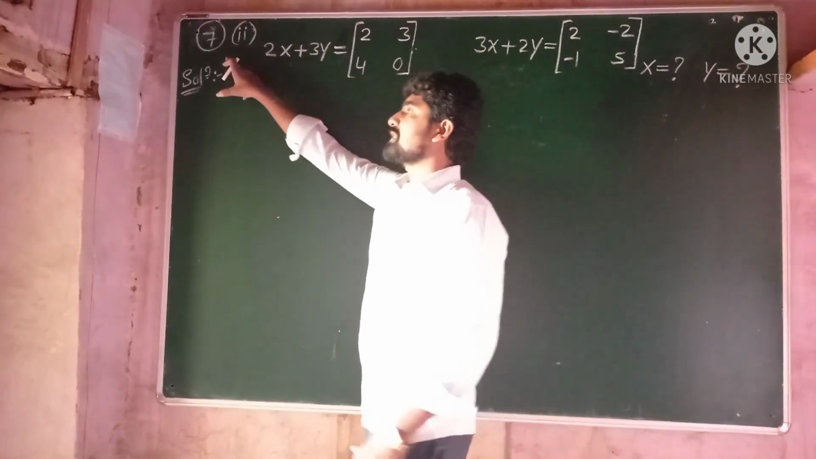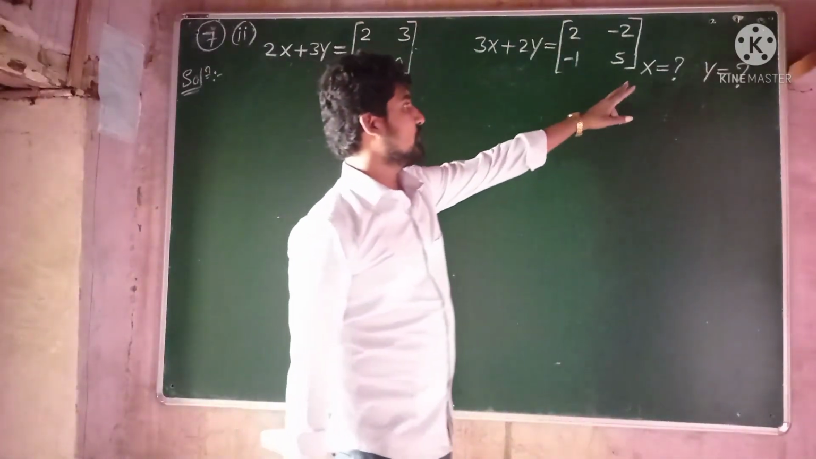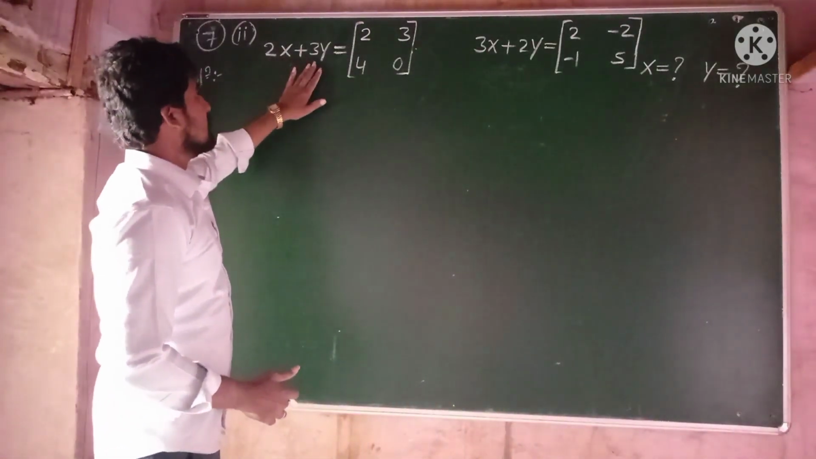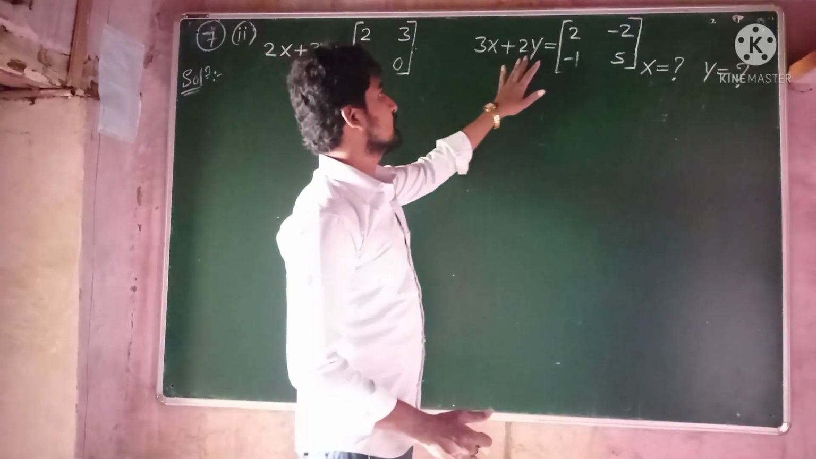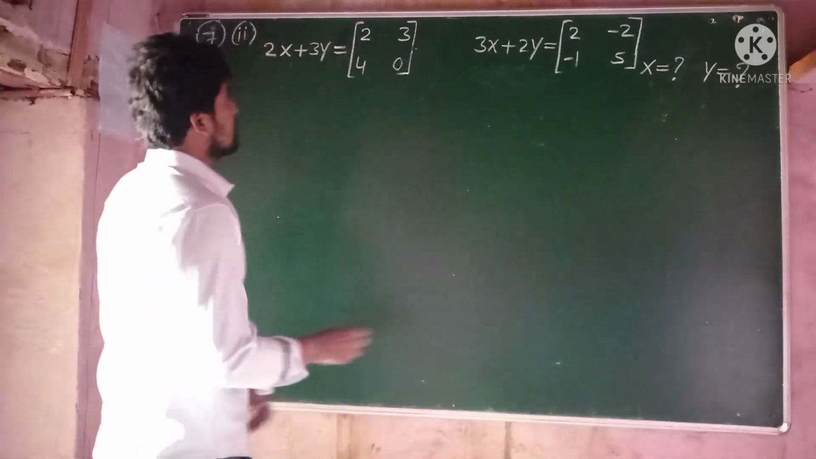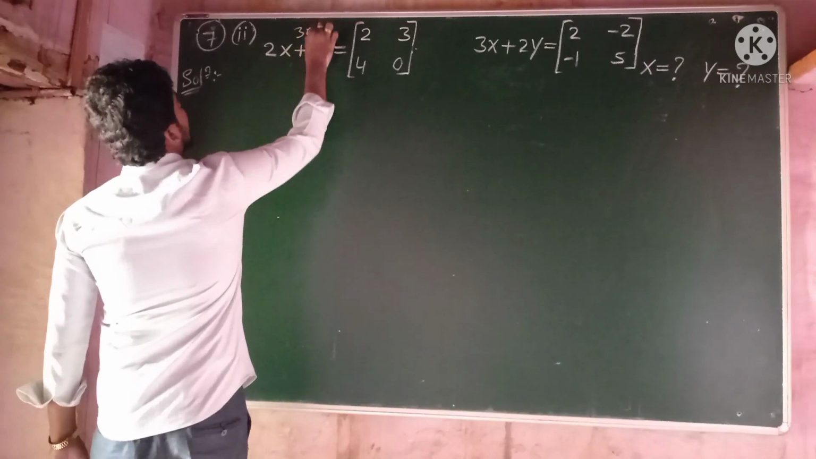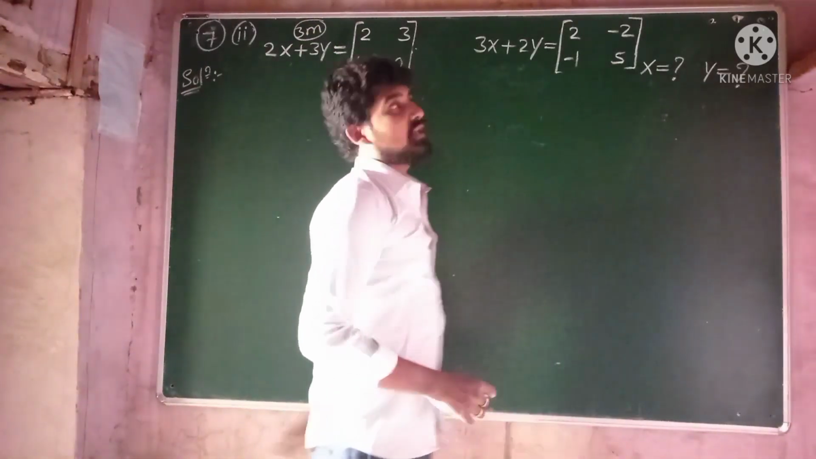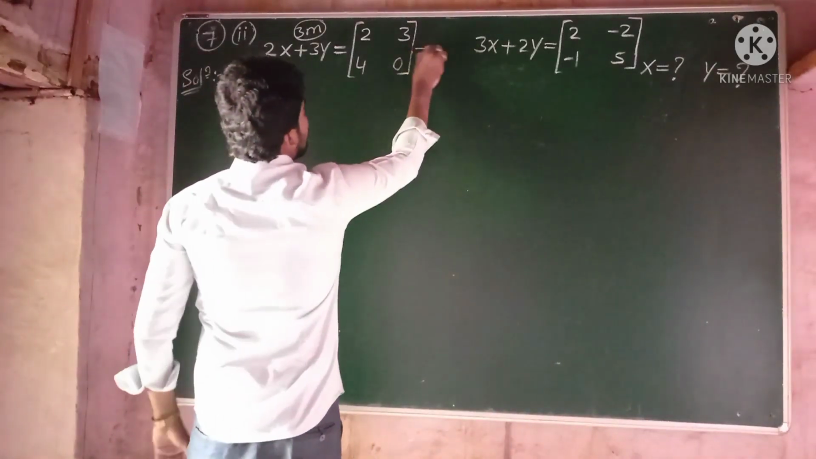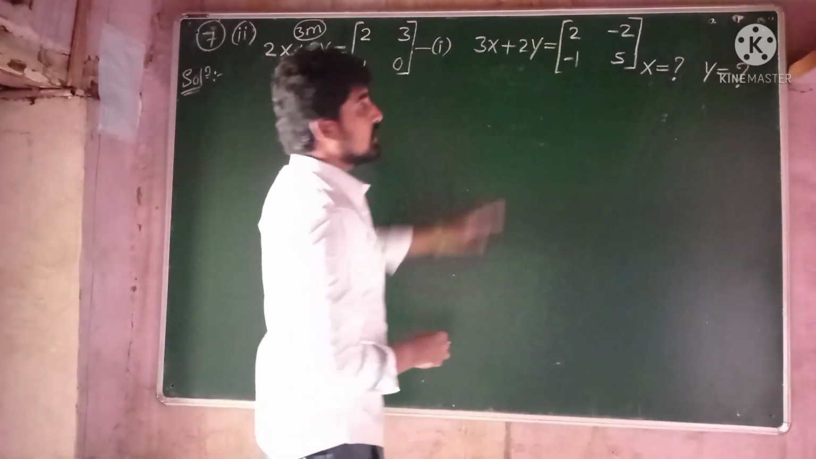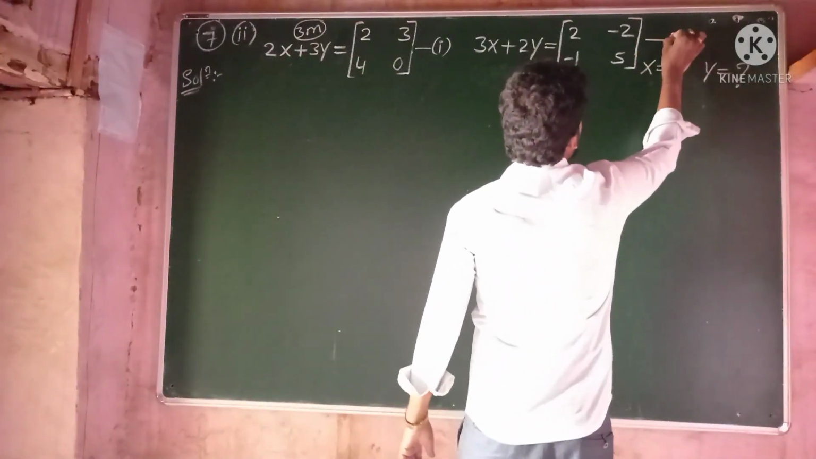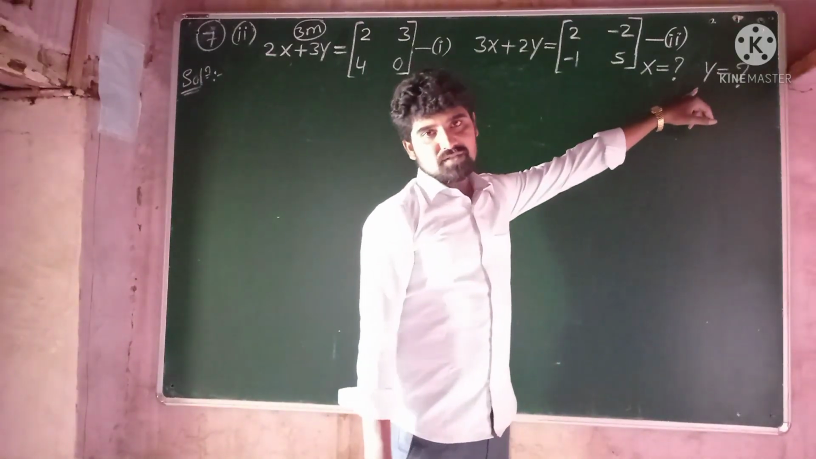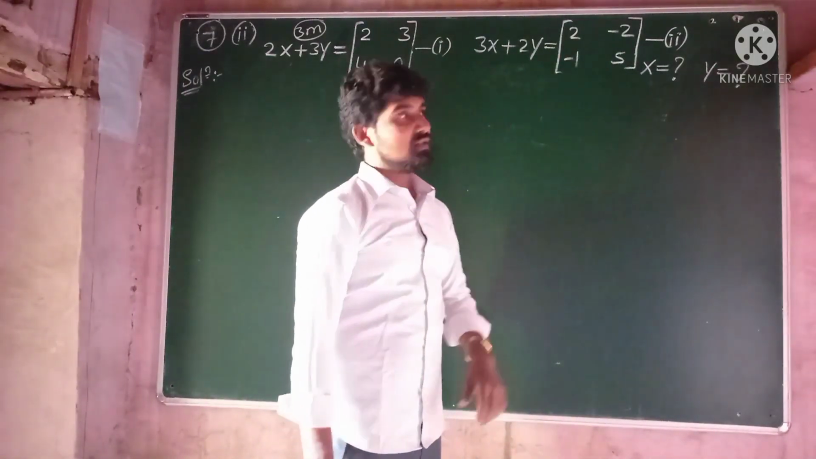Now the second question in the 7th one. Here also we need to find matrix X and matrix Y. For that he has given that 2X plus 3Y is one matrix and 3X plus 2Y is the other matrix. This question is also important for 3 marks. To find matrix X and matrix Y, call the 2X plus 3Y matrix equation number 1 and the 3X plus 2Y matrix equation number 2. We need to solve these two equations.